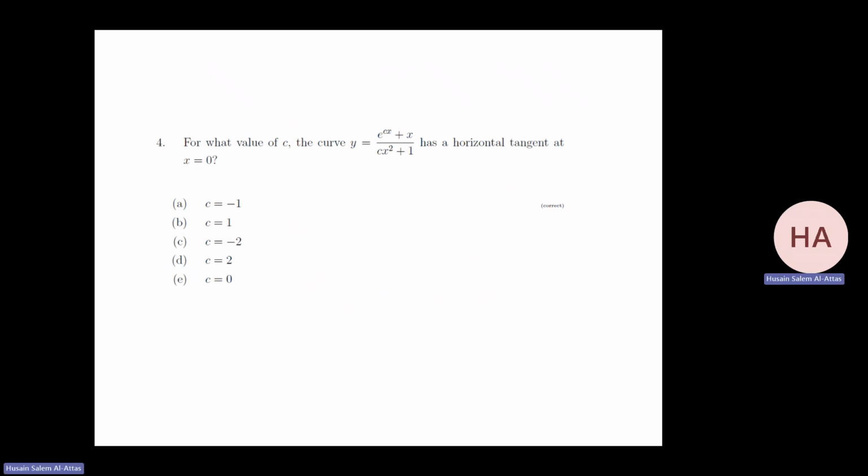Okay, for what value of c does this curve have a horizontal tangent? Horizontal tangent means y prime equals 0. But to find y prime, we need the chain rule. So it will be y prime. I need the quotient rule and the chain rule. Derivative of the numerator, that will be e to the cx times c, plus 1 times the denominator, minus the numerator times the derivative of the denominator, which is 2cx.